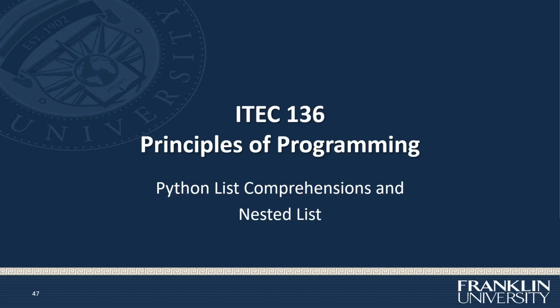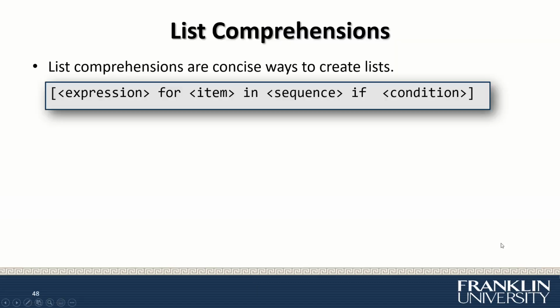Hi, in this short lecture, I will talk about Python list comprehension and nested list. List comprehensions are concise ways of creating a list. It uses an expression for item in some sequence if condition. You might be thinking this is very terse, very confusing. So let's look at an example of how to use list comprehension.